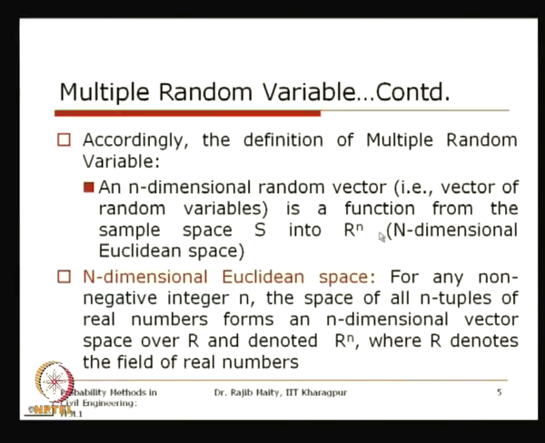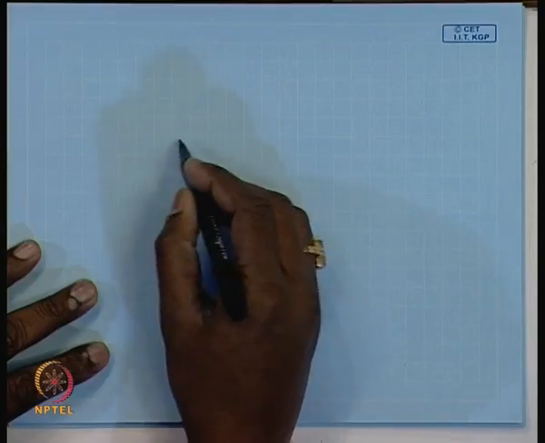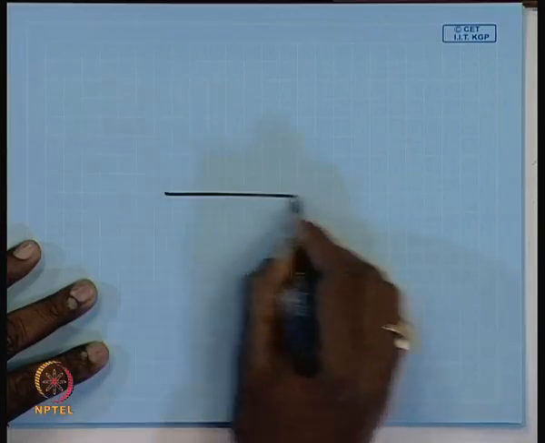So what is meant here by n-dimensional Euclidean space is that for any non-negative integer n, the space of all n-tuples of real numbers forms an n-dimensional vector space over R, denoted as Rn, where R denotes the field of the real numbers. So, if we look at this, what we are basically looking for is two axes.